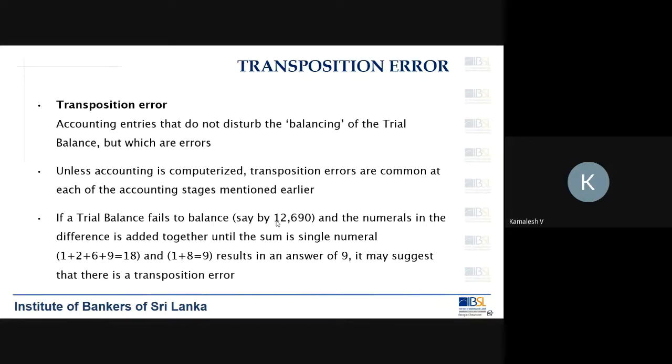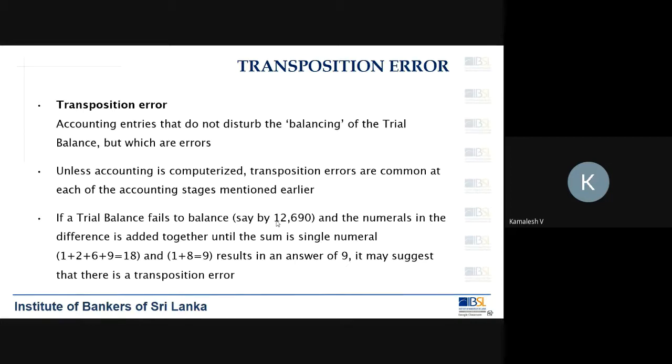Transposition error. What is that? You take the difference between the debit total and the credit total, and you find the total of the individual digits until it reaches a single digit. Then you can say whether that's a transposition error or not. For you to have a transposition error, the ultimate single digit should be 9.